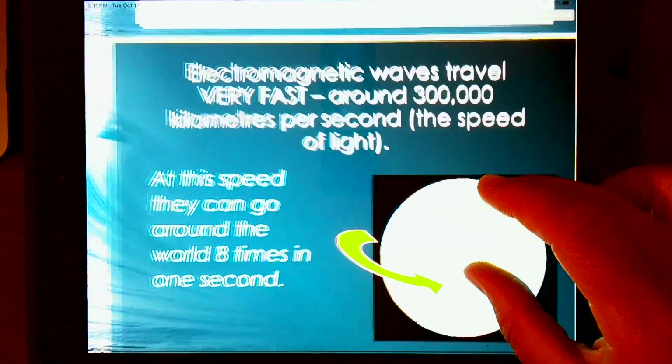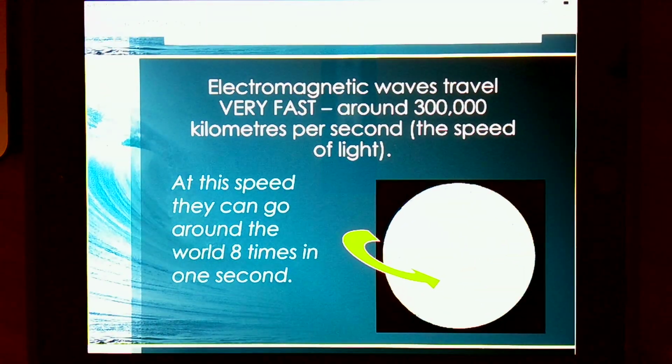So, quick fun fact here. It says electromagnetic waves travel very fast, around 300,000 kilometers per second, which is the speed of light. At this speed they can go around the world 8 times in 1 second. So that's how fast those electromagnetic waves travel.